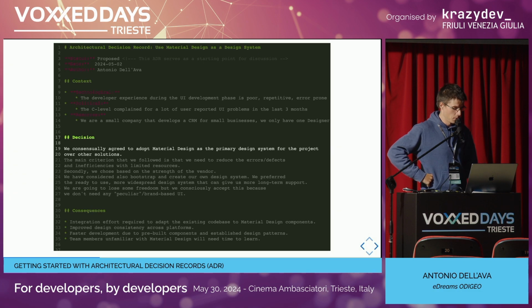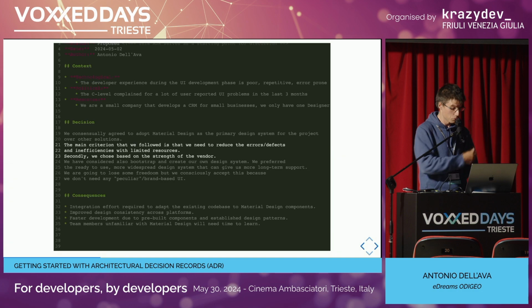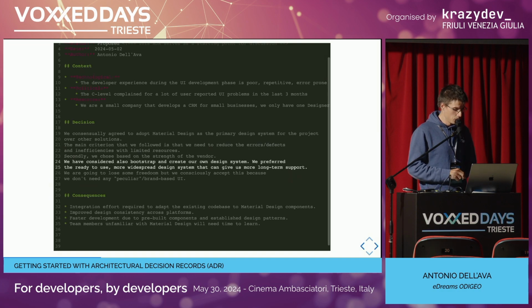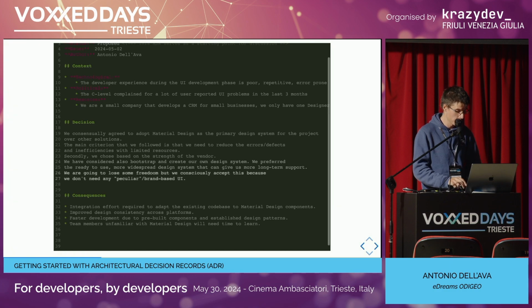And then the decision. We consensually agreed to adopt Material Design, blah, blah, blah. So then the drivers. The main criteria: we followed the need to reduce the defects, and we decided to use a ready-to-use design system, and then we rely on the strength of the vendor. So we considered Bootstrap, and we considered also creating our own design system, but we preferred to pick something ready to use and very widespread, something that can give us long-term support.